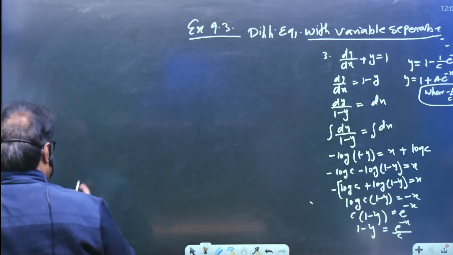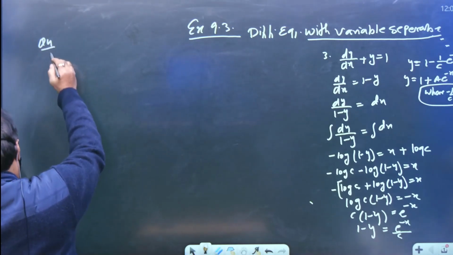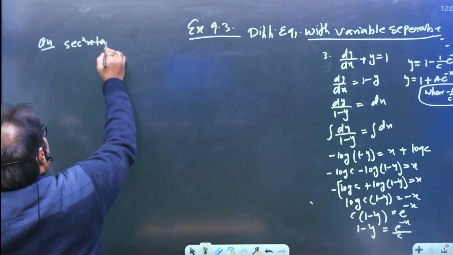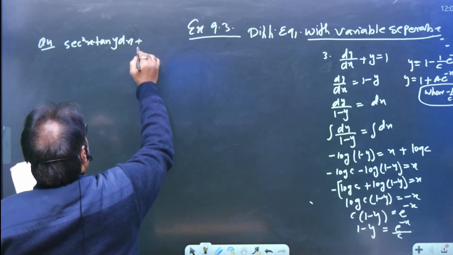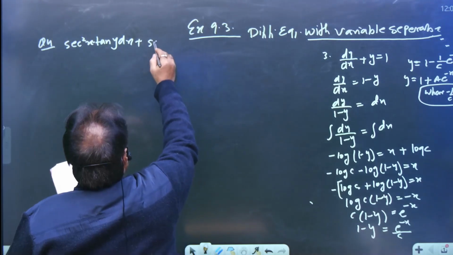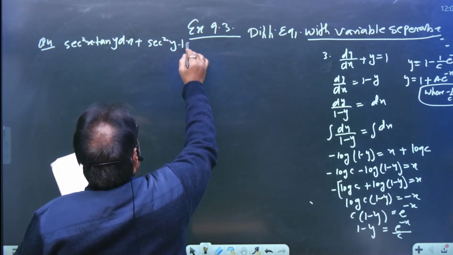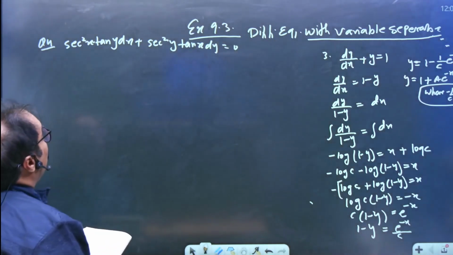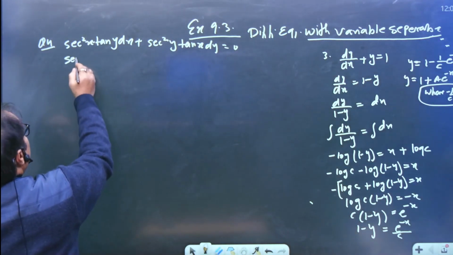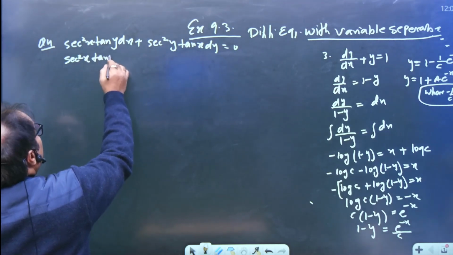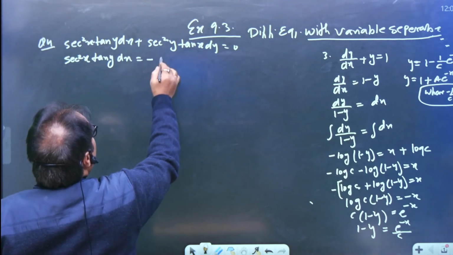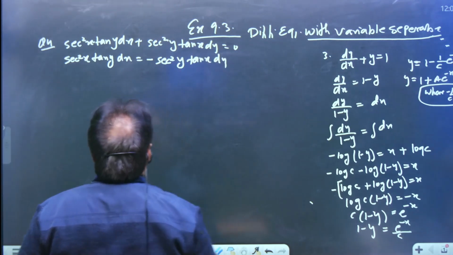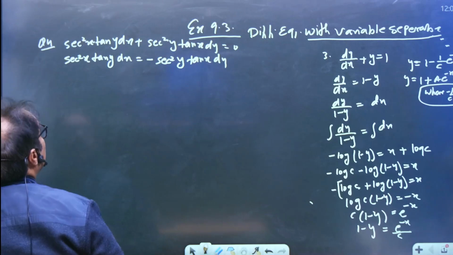Okay, take question number 4. The fourth question is sec square x into tan y dx plus sec square y tan x dy is equal to 0. So this can be written as sec square x into tan y dx is equal to minus sec square y tan x dy, and now apply variable separable.